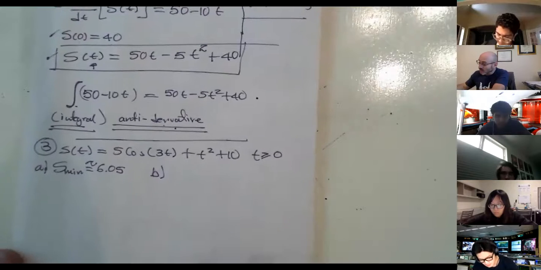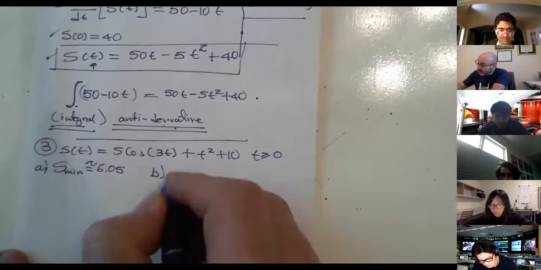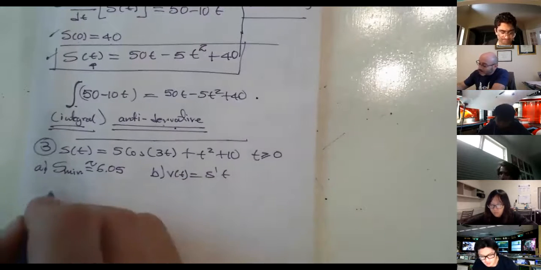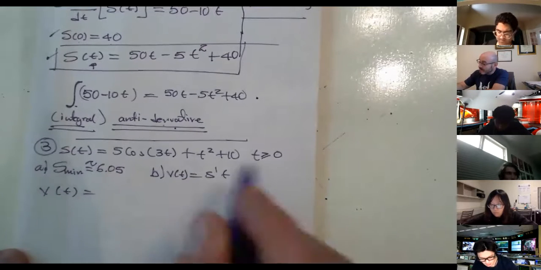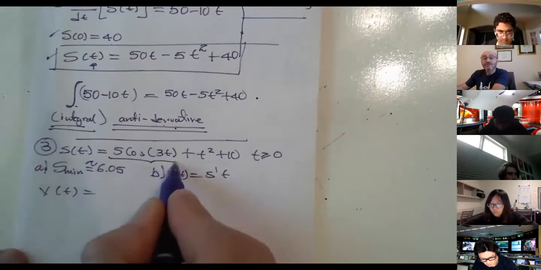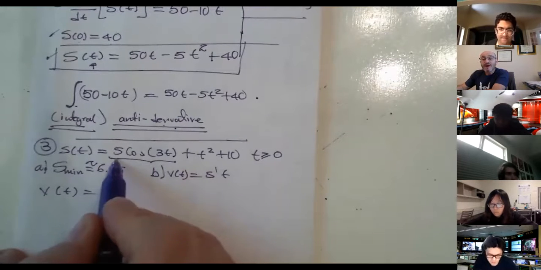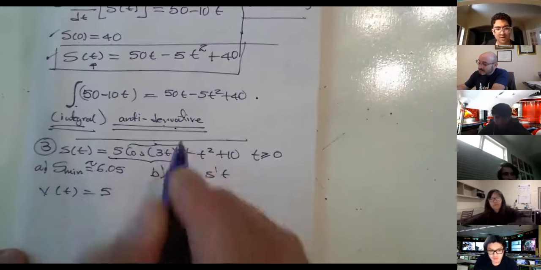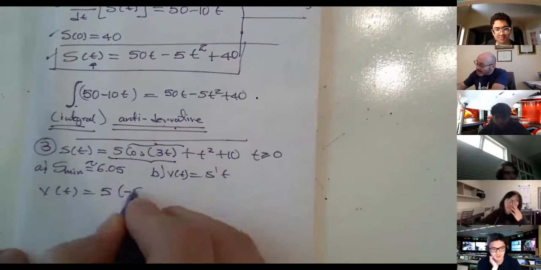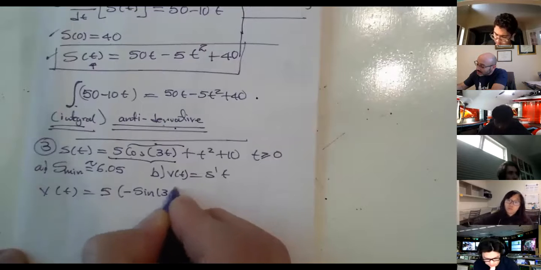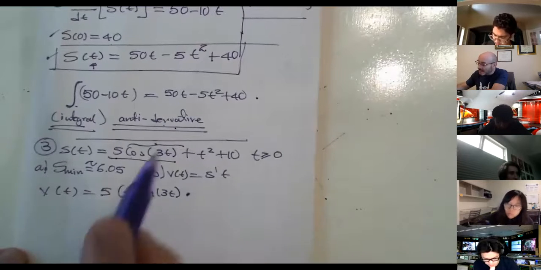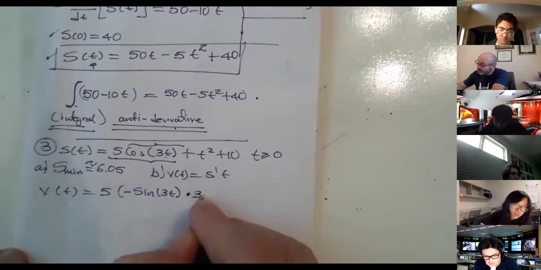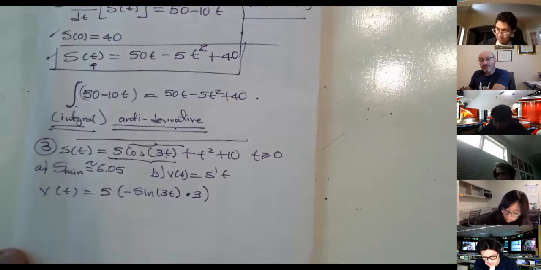So let's try to find the first derivative, which is the velocity, right? Let's differentiate this first part. 5 is a constant, so we keep it. What's the derivative of cosine? Negative sine. So negative sine of 3t times the derivative of 3t, because we need to use the chain rule. So times 3. That would be the derivative of the first part.